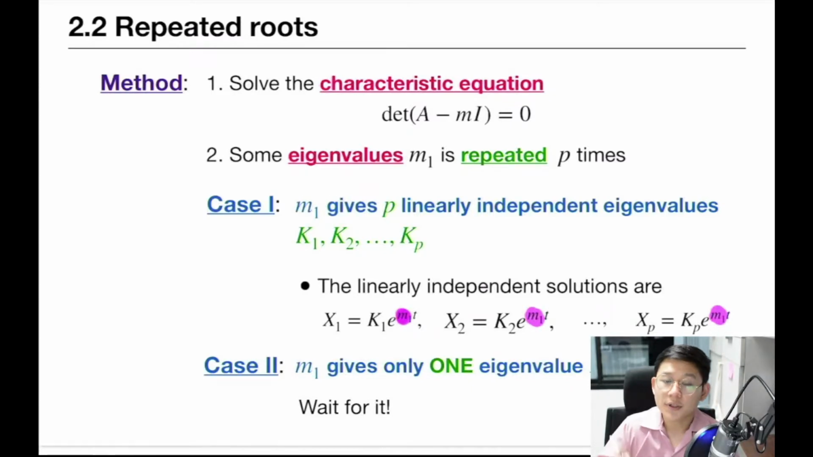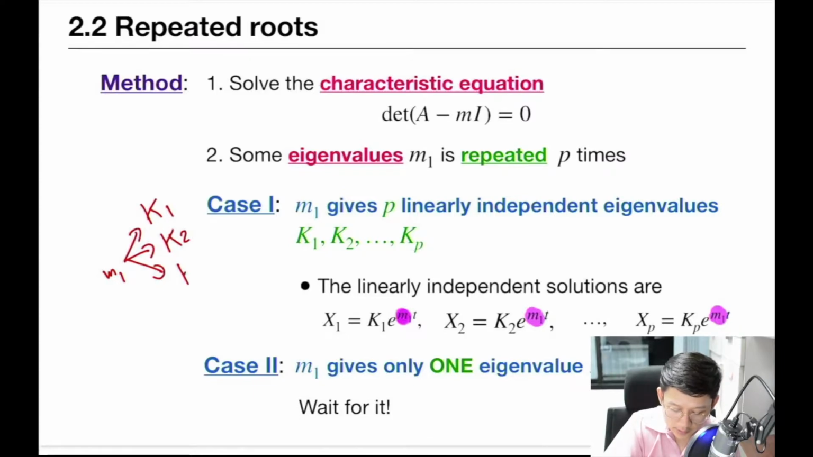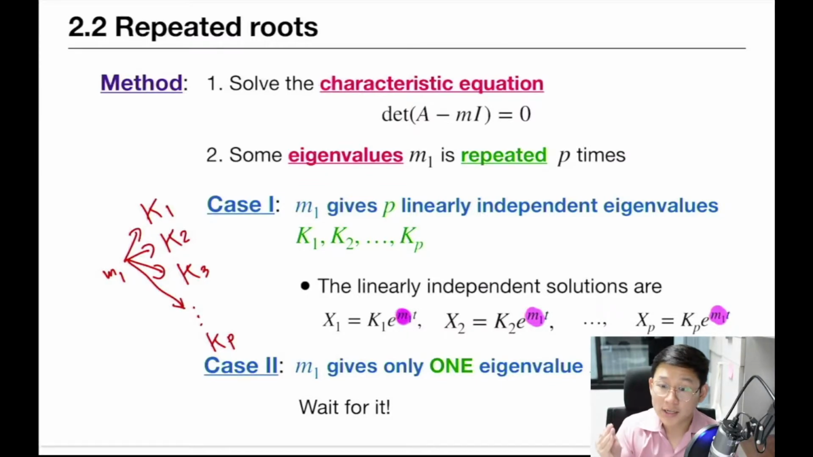So the first case is when, for one m, m1, you can get k1, k2, k3, until kp, when m1 is repeated p times. You might be curious: how would one m give p cases? How would that be possible?